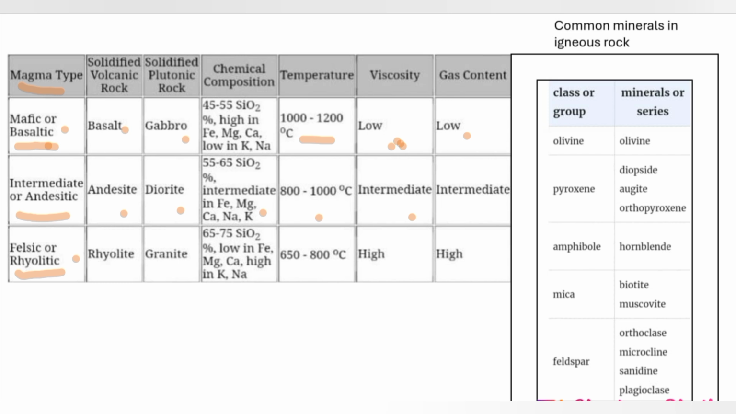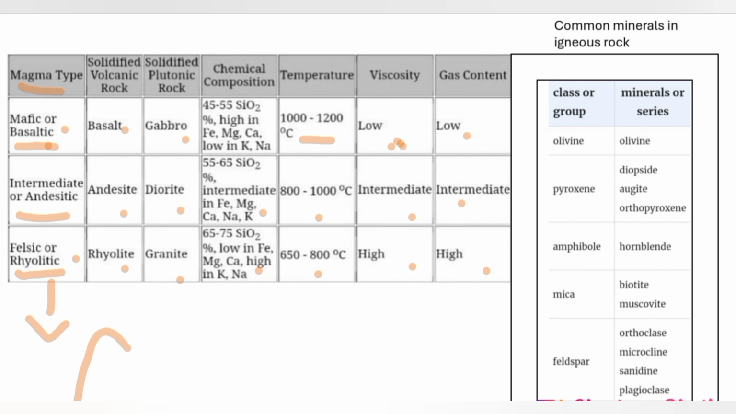Viscosity is also intermediate. Gas content is also intermediate. Then comes the felsic or rhyolitic magma, and hence the volcanic rock is rhyolite. The plutonic rock is granite. Temperature is really low, 650 to 800, and the viscosity, apart from mafic, is really high, and the gas content is also high.